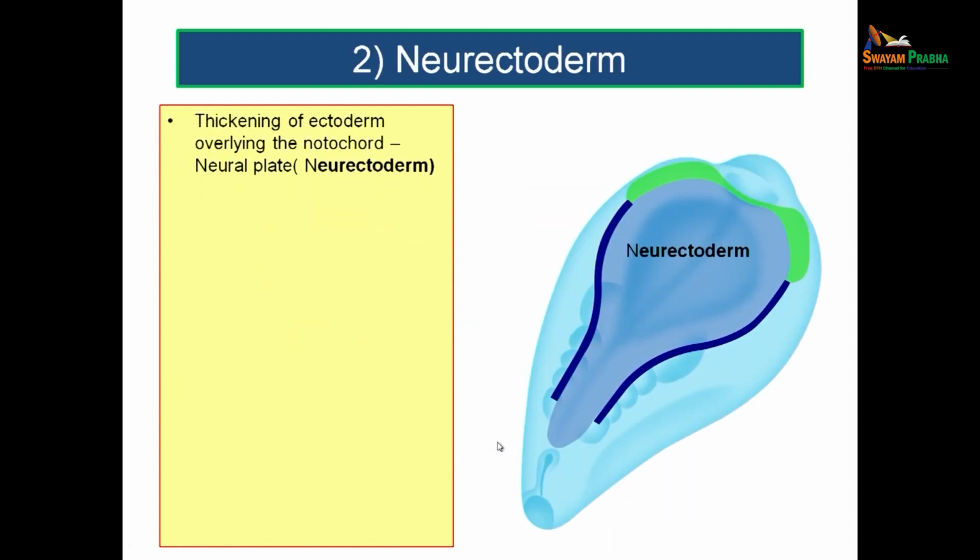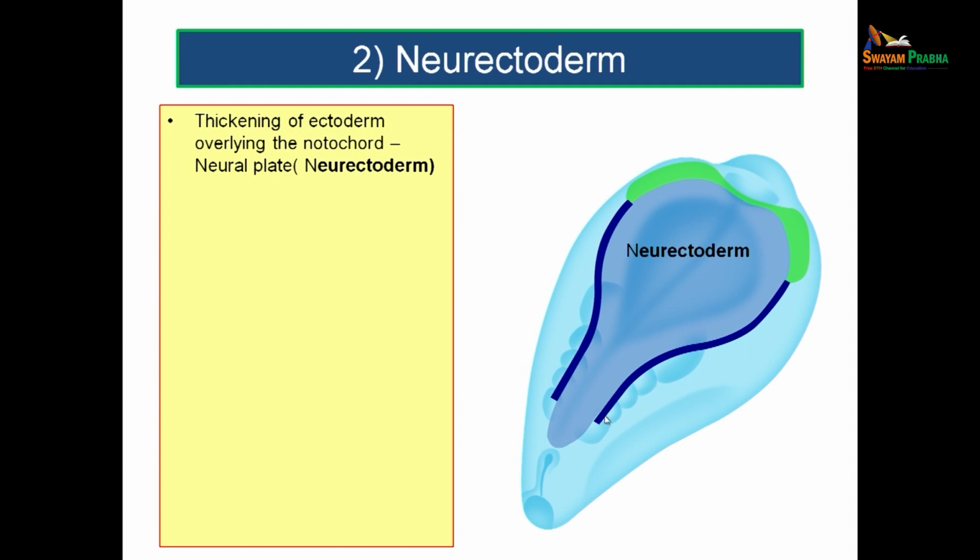Now let us see what is happening to the neurectoderm. We just mentioned the surface ectoderm, which is a modification of the ectoderm. Now what do you mean by neurectoderm? Neurectoderm is a thickening of the ectoderm overlying the notochord. So at this point, again I would like you to concentrate on the ectodermal layer. We are just mentioning the derivatives of the ectoderm.